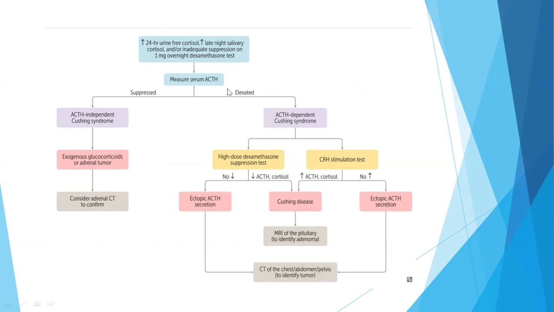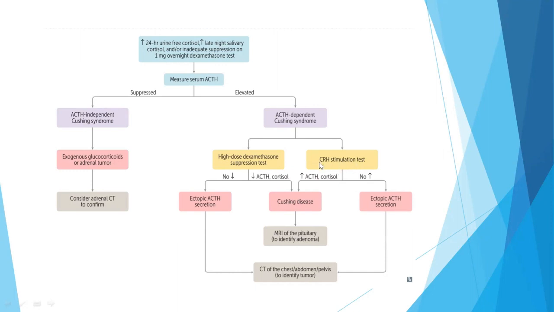Now, if the ACTH is elevated, then you need to think about ACTH dependent Cushing syndrome. So if there is ACTH elevation, then you need to go for the high dose dexamethasone suppression test. If there is no decrease in the ACTH level, then you need to think that there is some source of ectopic ACTH secretion. If there is a decrease in ACTH level, then you need to think about Cushing disease, okay? That means that the patient has a functional pituitary ACTH secreting adenoma. You also need to do the CRH stimulation test, or the corticotropin releasing hormone stimulation test.